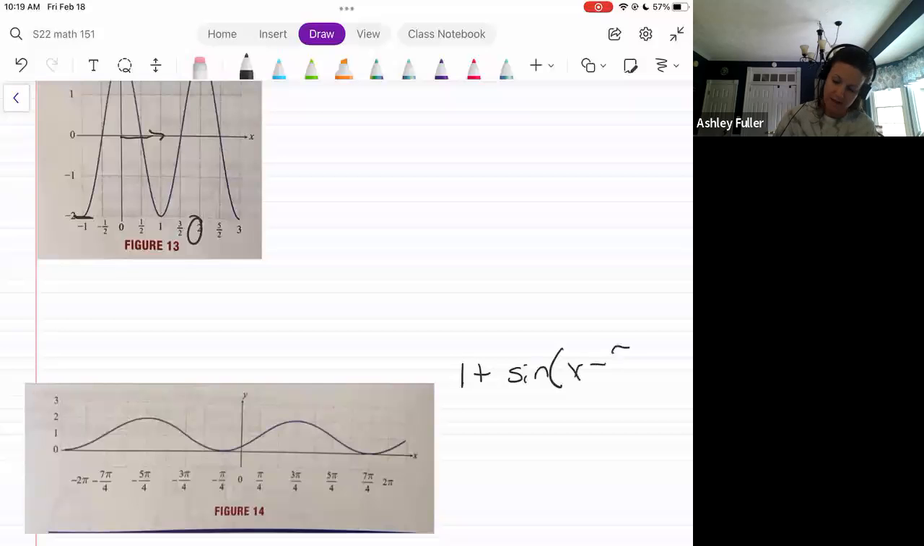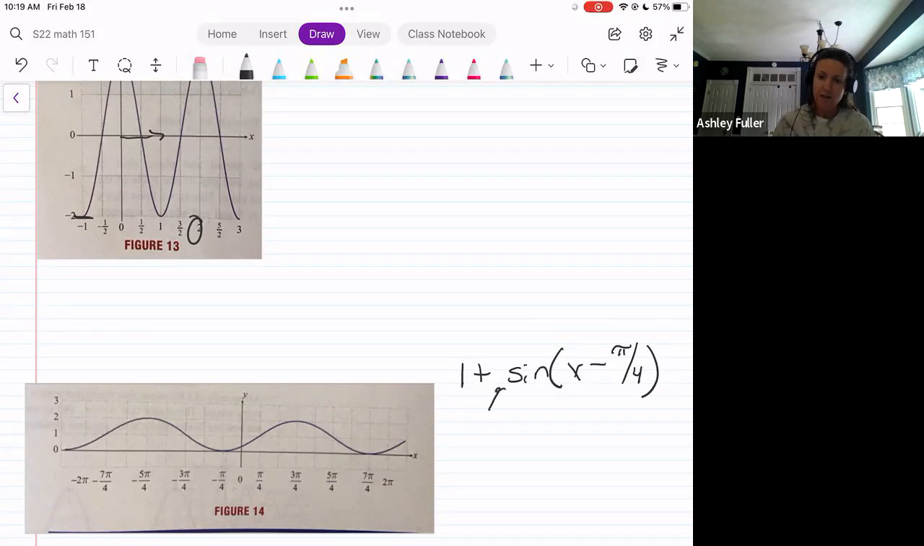As a last example of that, consider this graph where we have 1 plus the sine of x minus pi over 4. Notice the amplitude does not change because our a value is 1. The frequency does not change, but we do have a shift of pi over 4 to the right. And this value out front shifts everything up 1. So instead of going from -1 to 1, it's going to go from 0 to 2.